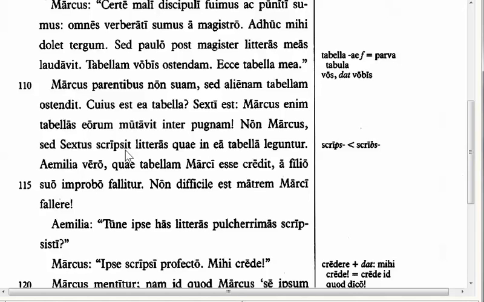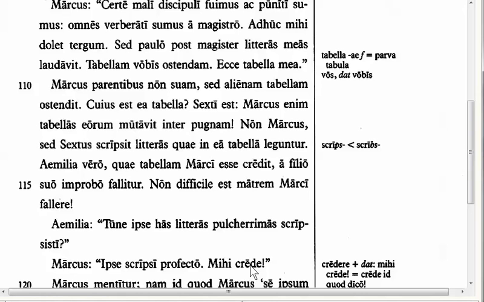The next feature I want to point out is in line 119, where Marcus says, ipse scripsi profecto, mihi crede. Of course I myself wrote it. I wrote it myself. Mihi crede, believe me. So in the margin you see that credere, believe, is one of those verbs that takes a special case. You'd expect the accusative of the person that is being believed. So believe me. You expect me here, or at least I would. But instead you get give me your trust. Give your trust to me. And so the dative here of mihi with crede, the imperative, believe me.